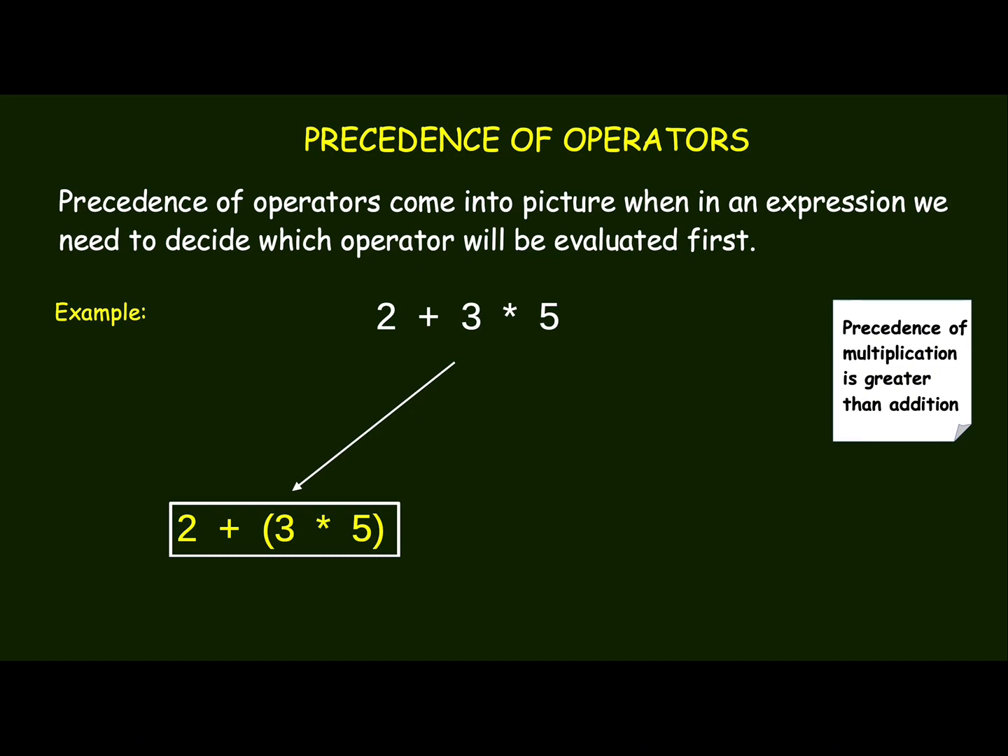So, in our expression, it's going to look like this: 2 plus, into bracket, 3 multiplying 5. It means that multiplication supersedes addition. So we have to do multiplication first before we go on to what? Addition. So the expression will also look like this.